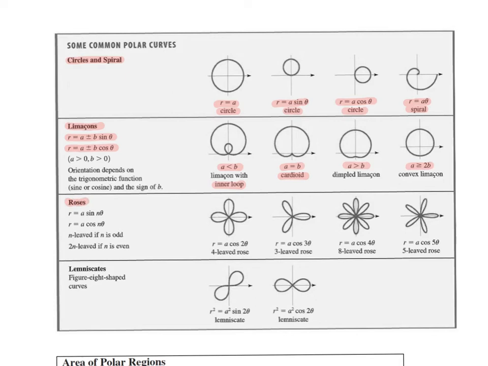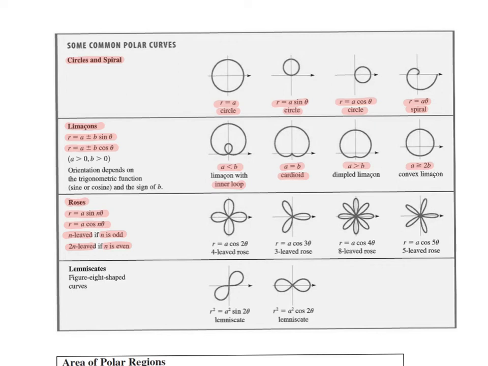Another common shape is what's called a rose. So that could be r equal to a sine n theta, or r equal to a cosine n theta, and the number of what we call leaves, I don't know why they call them leaves. If it's called a rose, it should be called a petal. Anyway, in your book they call them leaves. So the number of leaves is determined by the n value. If n is odd, then there's n leaves. If n is even, then there's twice that, or 2n leaves.